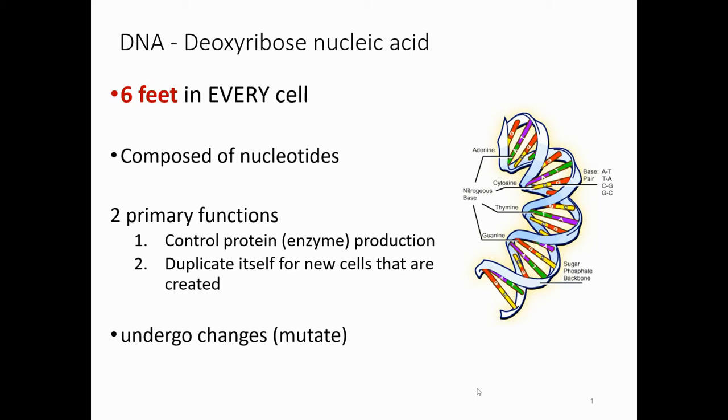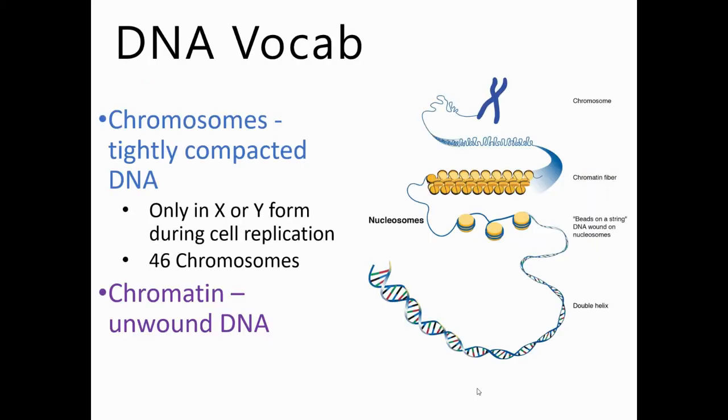If you remember from our macromolecule unit, nucleotides have 3 components. There are 2 functions of DNA. It controls protein production, or enzymes, and it can duplicate itself for new cells. Those are the main jobs DNA plays in our body. The other thing it does is mutate, it can change, which can lead to new or novel features in our bodies, which we talk about in evolution a little bit.